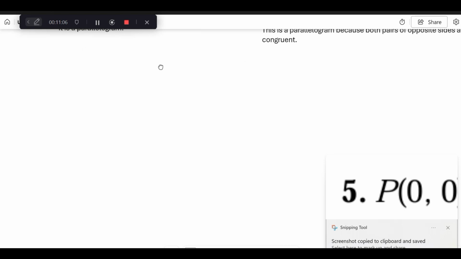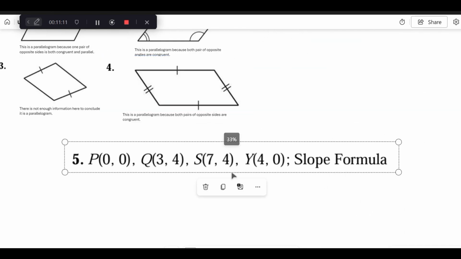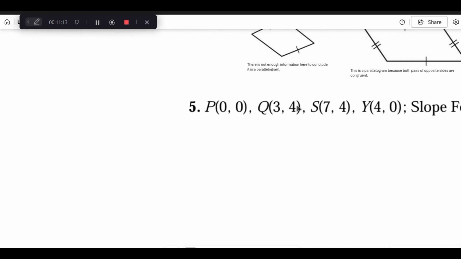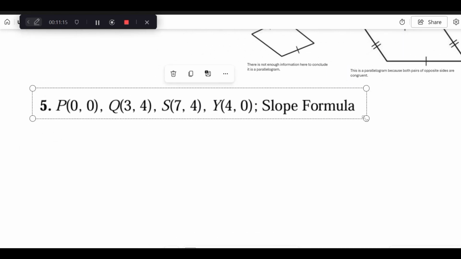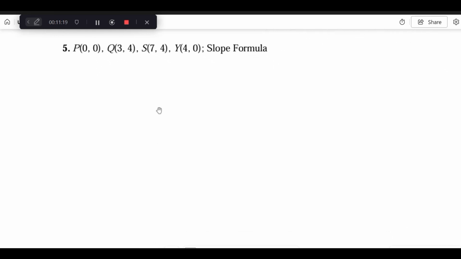Okay. Here we go, number 5. So they're asking me with this problem to prove whether or not this PQSY is a parallelogram using only my slope formula. I think I'll get my pencil out for this so I can do some work with it.